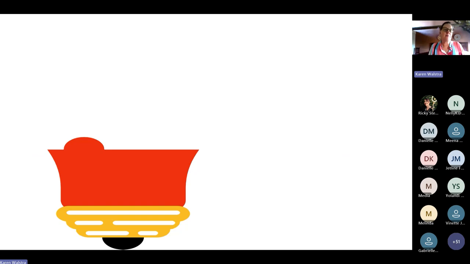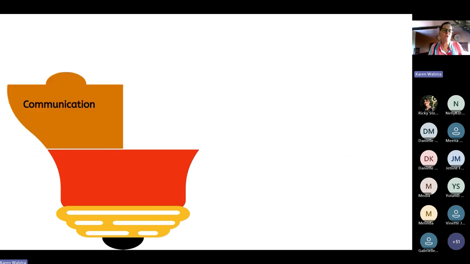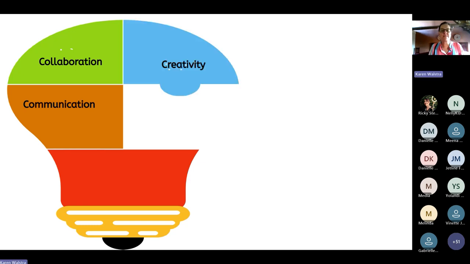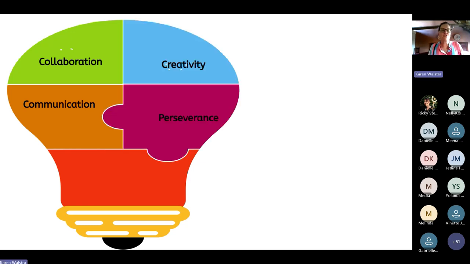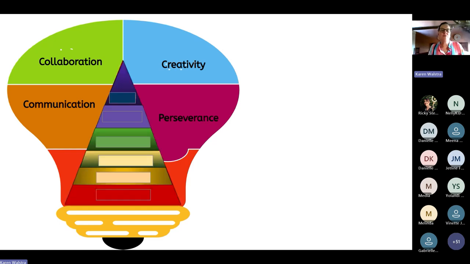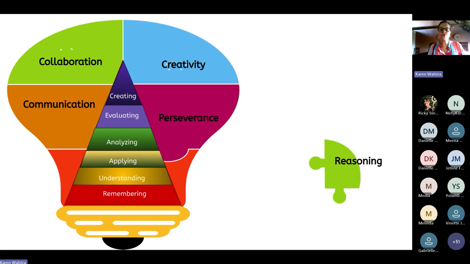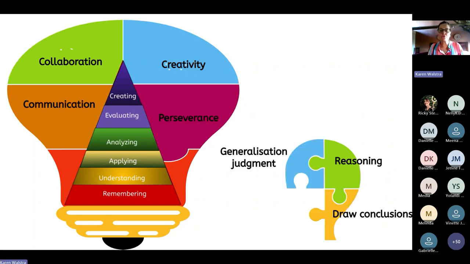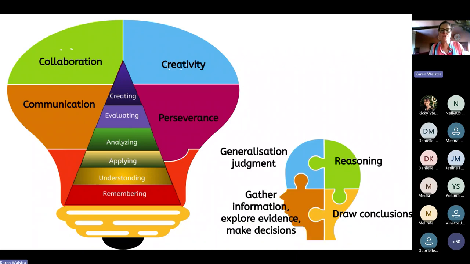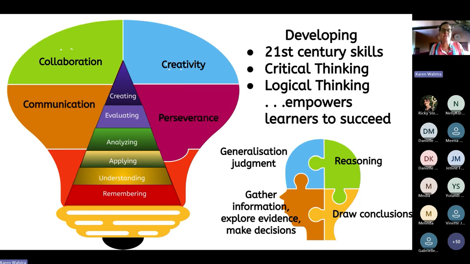So if we're now thinking about our thinking, we really want to encourage communication, collaboration, creativity, and perseverance. And so if we then think about how we do that in terms of critical thinking, so getting the children to remember, to understand, to apply, to analyze, to evaluate, and to create. And think about too, in terms of how we want our children to think logically. So we want them to reason. We want them to be able to make generalized judgments. We want them to be able to draw conclusions. And we want them to gather information, explore evidence, and make decisions. So we really want to develop our 21st century skills in our learners, developing critical thinking and logical thinking.